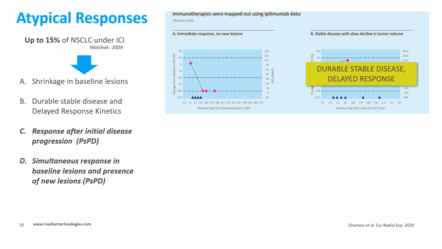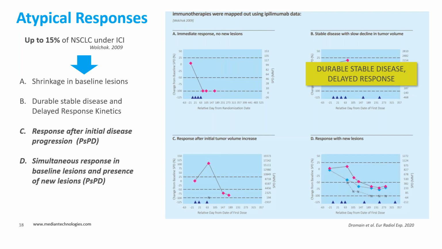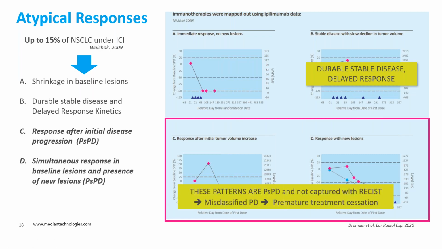So this is not really a problem when you use the standard criteria, but there were also 2 other types of atypical response called pseudoprogression, because actually they simulate a type of early progression. One of these profiles is a response after an initial disease progression, like in this case. And the second type is also called a dissociated response, and it's a simultaneous response in the baseline lesion and the appearance of a new lesion. So these 2 types of pattern are absolutely not captured using RECIST 1.1. Also, keep in mind that in this study, this type of pattern represented only 10% of the patients. So that means that 90% of early progression is actually a real progression.